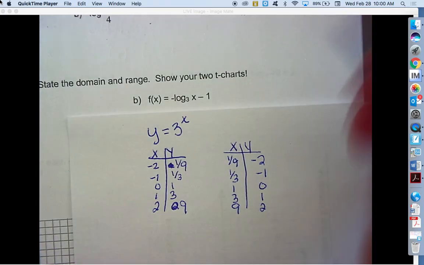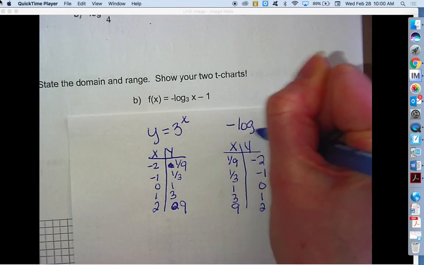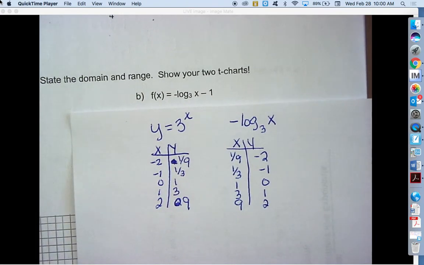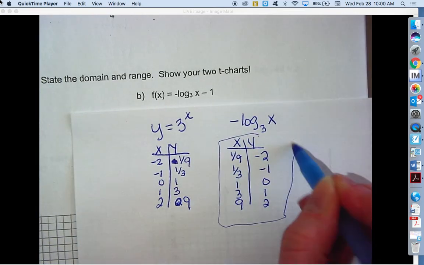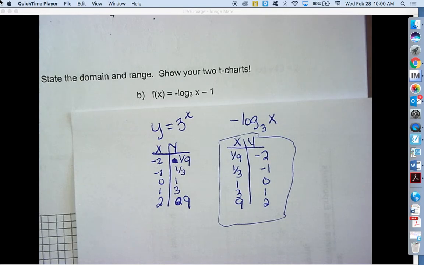Letter B says negative log base 3 of x. And then, yes, there's a minus 1, but I want you to ignore the minus 1 for right now. So how is that negative going to change this t-chart? What would it do to that t-chart? Virginia? So it's not going to flip it. Okay, Ken? It'll make all the x values equal.